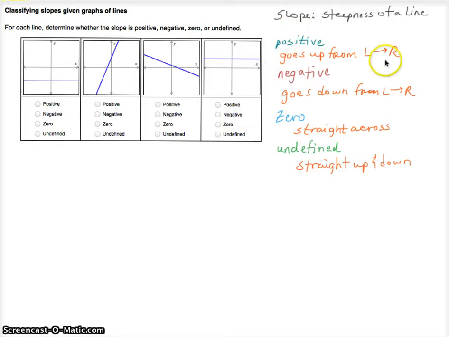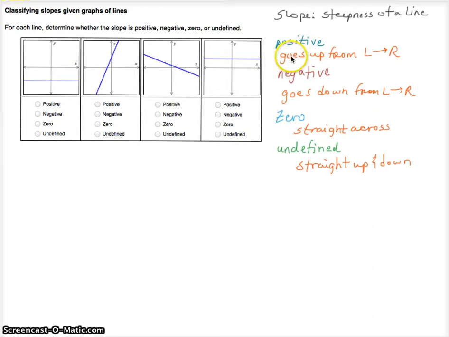Previously we've talked about slope as the rise over the run of a linear equation or a line. But it's also the steepness of that line. So it tells how steep it is, what direction it goes, whether it goes up, down, or side to side, or straight up and down. That's what slope tells us. And they have 4 different characteristics: positive, negative, zero, and undefined.